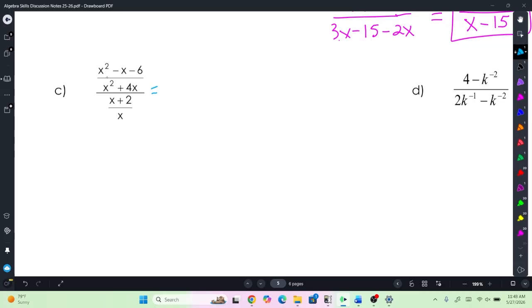All right, now with this one, the first step that I want to do is to factor anything that we can. So the numerator is x squared minus x minus 6, so that's going to factor to (x minus 3) times (x plus 2) over, I can factor out an x, we have x times (x plus 4). That's all over (x plus 2), (x plus 2) over x.